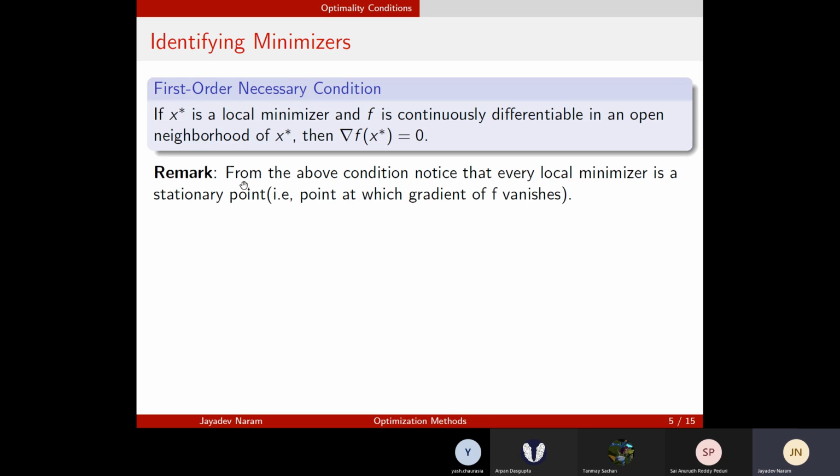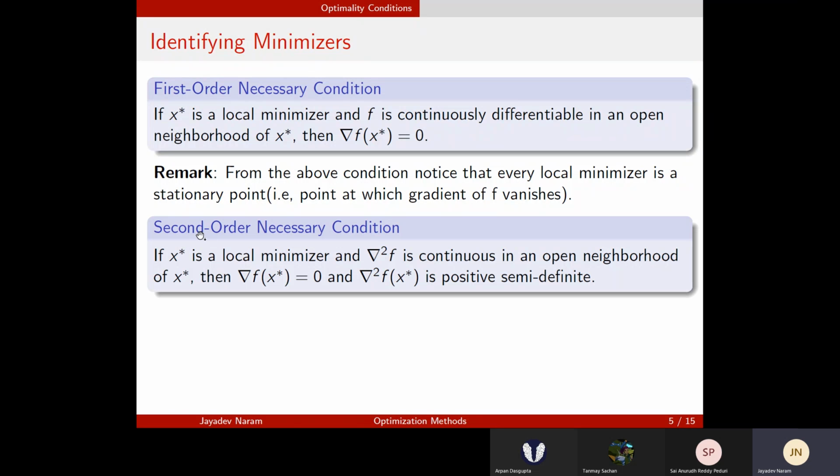From the above condition, notice that every local minimizer is a stationary point. We define stationary points to be the points where the gradient vanishes. So from this condition, what we can say is every local minimizer is a stationary point of the function. That is one note. And then we have the second order necessary condition, where we assume second order gradients exist and ask what conditions will hold for the function at that point.